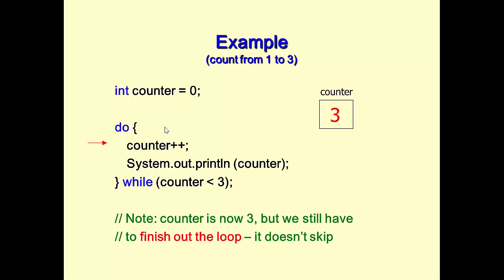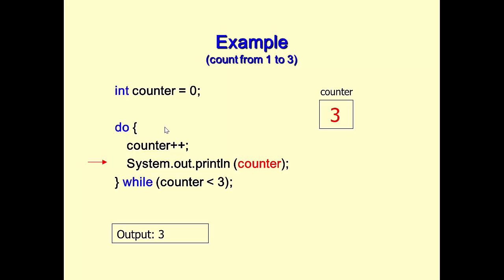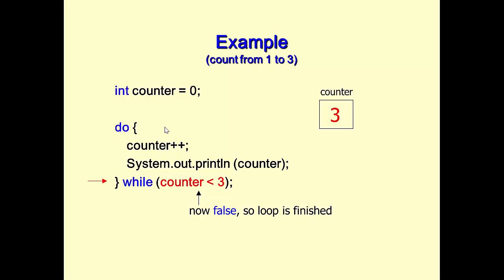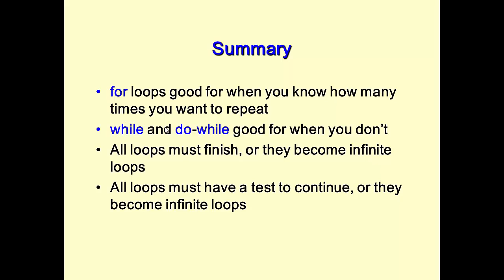We have counter plus plus, so now counter is 3. And terminating this loop, you have to be really careful on how it's going to finish out. So what's going to happen here is we system.out.println counter, and counter has the value 3, so a 3 pops out on the screen. And then we have our test to continue, and this is now false because 3 is not less than 3.